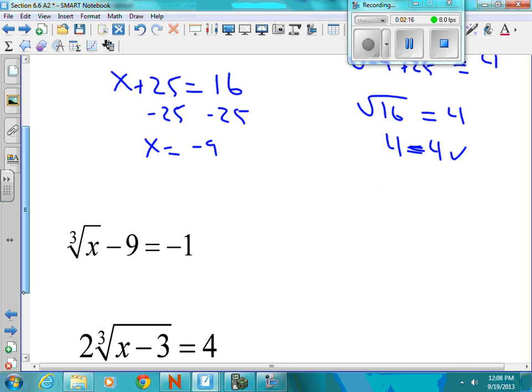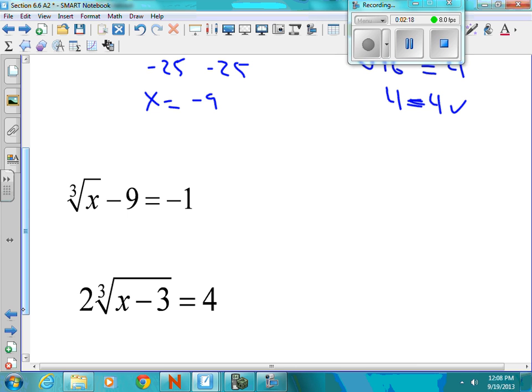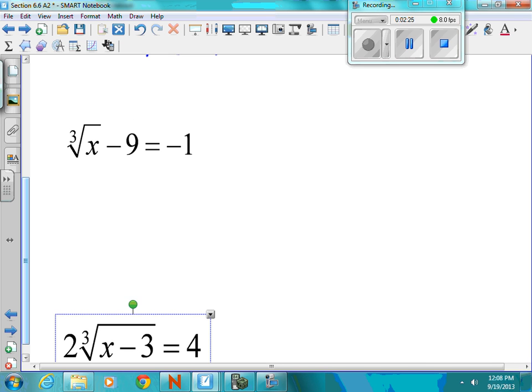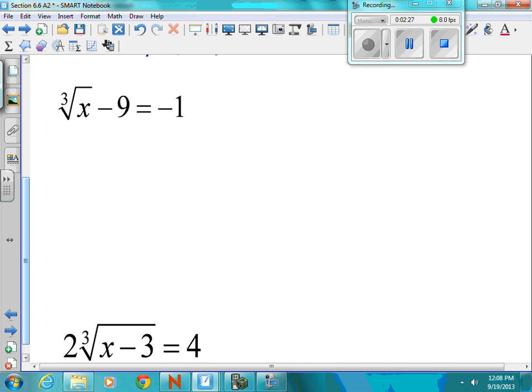Let's try another one. And this one, the minus 9 is outside of the root sign. We have to get rid of that first. So before we can undo the cube root, we have to get rid of anything that's multiplied, added, subtracted, or divided outside of the cube root in this case. So we add 9 to both sides, we get the cube root of x equals 8.